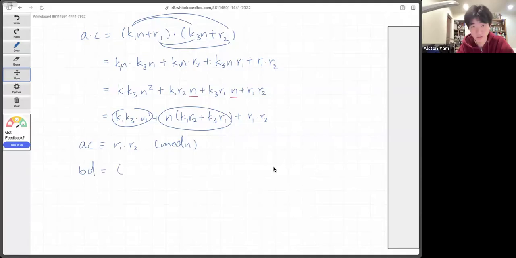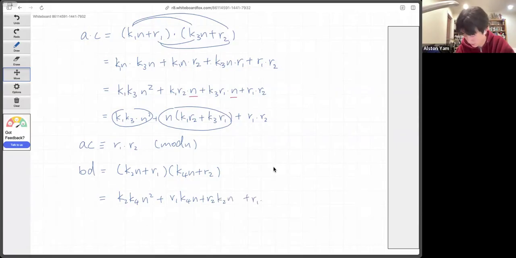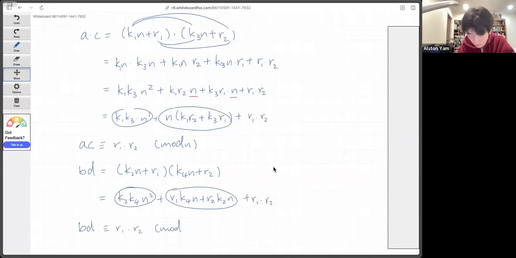Let's do the same thing to BD, which is (K2n plus R1) times (K4n plus R2). So let's expand this. We have K2 K4n squared plus R1 K4n plus R2 K2n. And we also have an R1 times R2 term at the end to tag along. It's the same thing as always. All of these terms are divisible by n, so when we go under mod n, we have BD is congruent to R1 times R2 mod n.